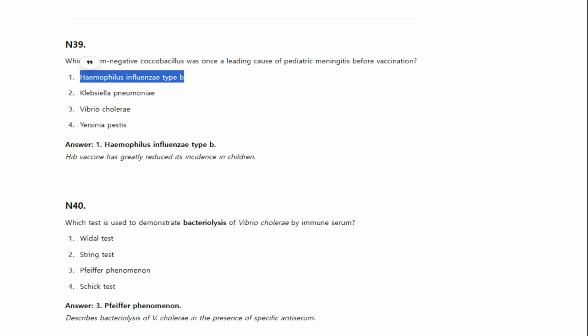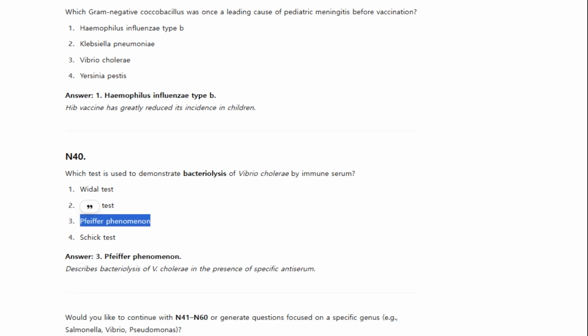N40. Which test is used to demonstrate bacteriolysis of Vibrio cholerae by immune serum? 1. Widal test. 2. String test. 3. Pfeiffer phenomenon. 4. Schick test. Answer 3. Pfeiffer phenomenon describes bacteriolysis of V. cholerae in the presence of specific antiserum.